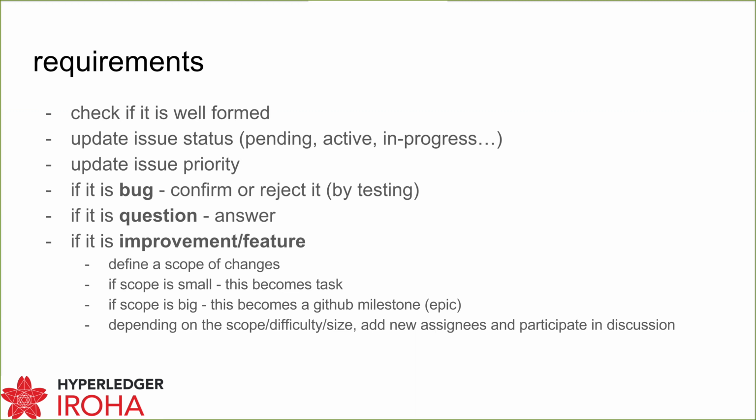If this is a question, then answer. If this is an improvement or feature, this is an interesting thing. The assignee should define the scope of changes. If the scope of changes is small, then this change becomes a task. For example, change the rules to validate domain names. It's a very small change, so this becomes a task. If the scope is big, then this becomes a GitHub milestone or epic.